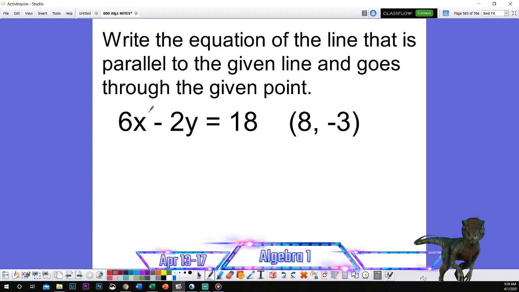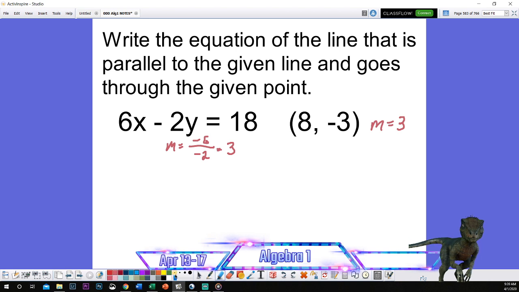So hopefully you decided that this one's in standard form. So to find the slope, I'm going to put my negative sign in my fraction bar. Put the first number on top, the second number on bottom. I divide those and get 3. So my new slope, or my slope of this line, is 3.